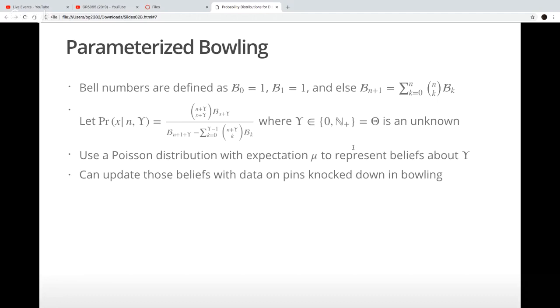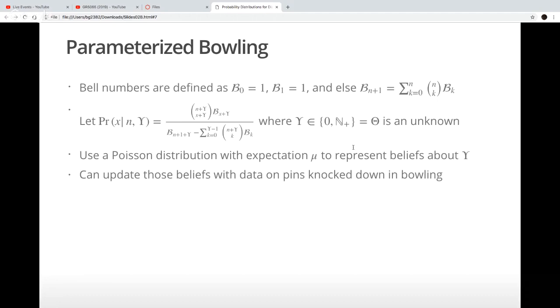And so they're both sets, but we use different letters for them to distinguish a sample space of observables versus a parameter space of parameters that we would like to estimate. And if upsilon is an unknown parameter that is defined for non-negative integers, you could use the Poisson distribution with expectation mu to represent your beliefs about upsilon.